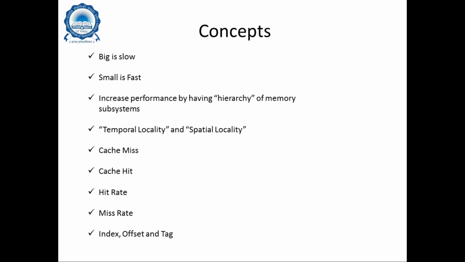We increase performance by having a hierarchy of memory subsystems. By now that must be absolutely clear to you, that if you have a hierarchy of memory subsystems, you can actually enhance the performance of your computer processor. We will also do a little bit on temporal locality and spatial locality. We will talk about cache miss, cache hit rate, miss rate, and concepts on index, offset and tag. So these are all keywords related to cache memory that we will be talking about today.